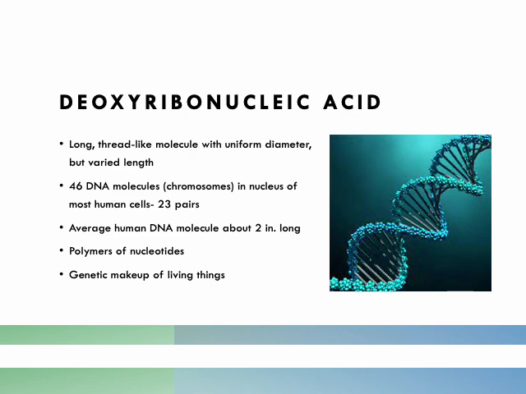Humans have 46 DNA molecules or chromosomes in the nucleus of the majority of our cells. Okay, these 46 chromosomes come in 23 pairs. So a pair of 2, 23 of them. Typical human DNA is about 2 inches long. And again, they are made of nucleic acids, which make nucleotides, and it's polymers of nucleotides. That's the building blocks of DNA.